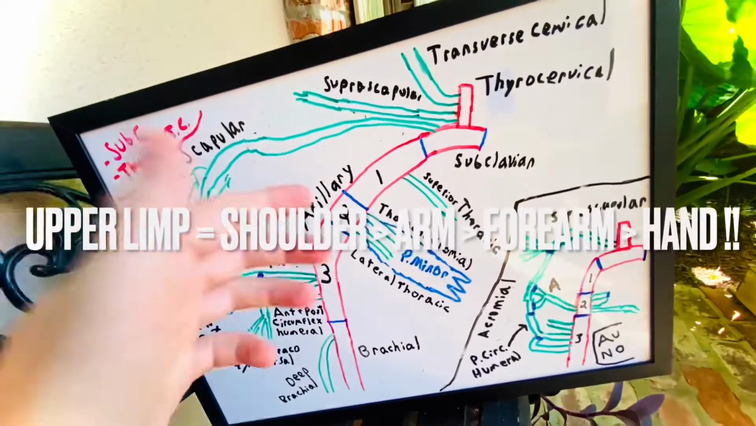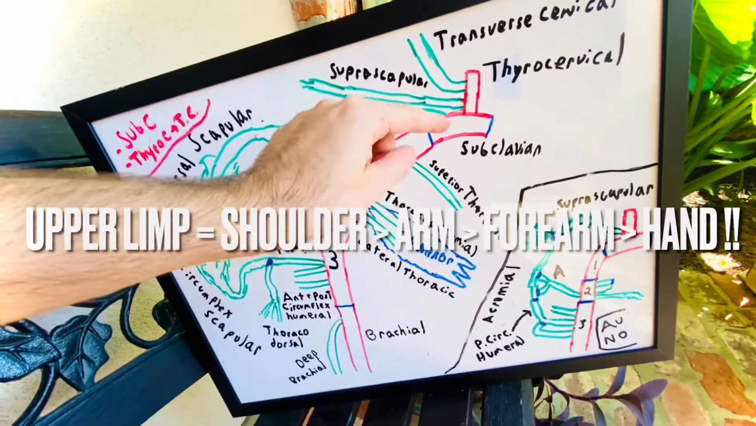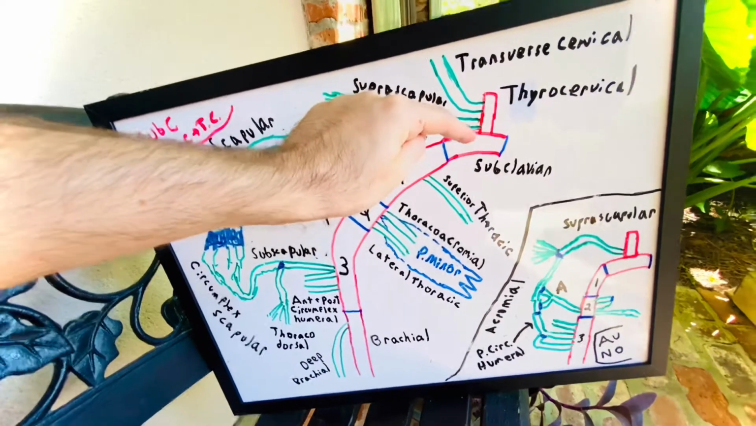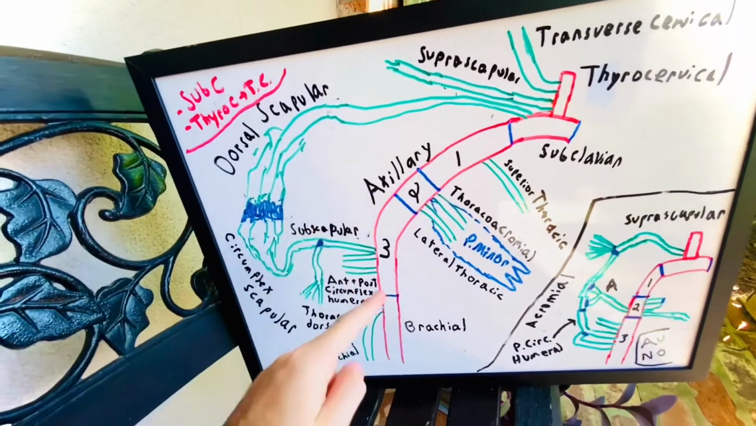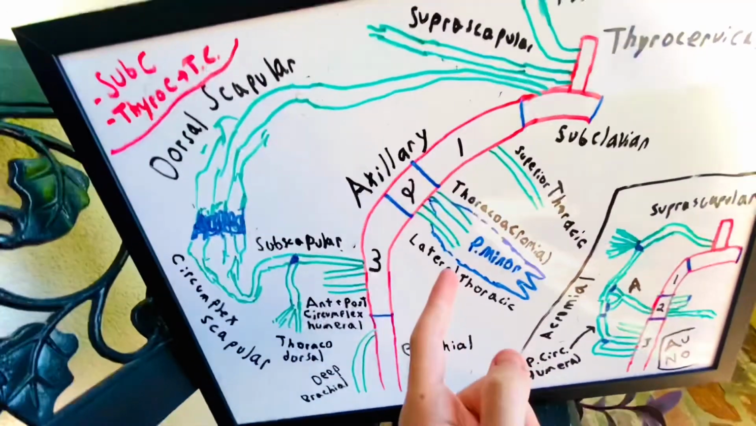So we start off with our subclavian artery, and the simplest path of blood flow going down the limb is subclavian to axillary artery to brachial artery, and then you have a deep brachial artery, right?